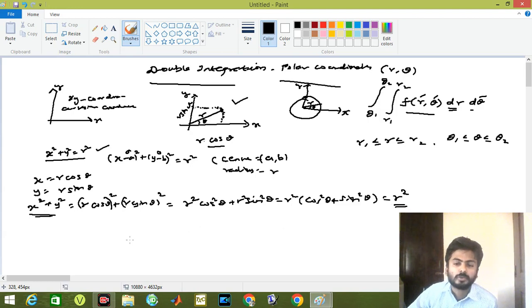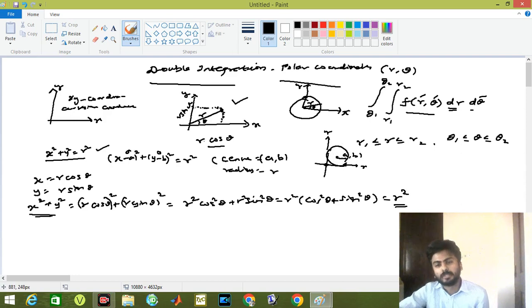Sometimes you may shift your center. This is center 0 comma 0 for the axis. Suppose I am taking my center here, here is entirely x, here is entirely y, and the center is here a comma b. So for this I will have a circle with center a comma b, and from this point I will have the radius.